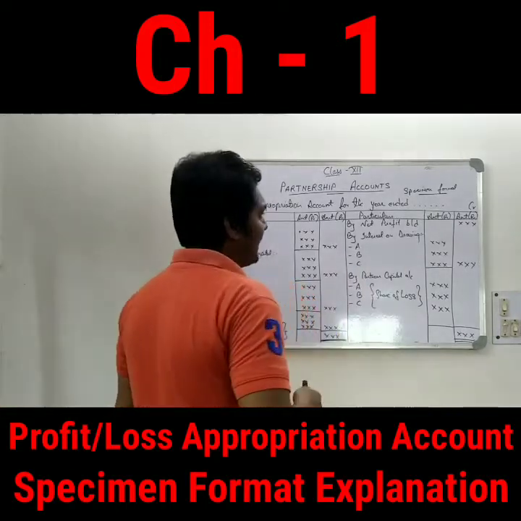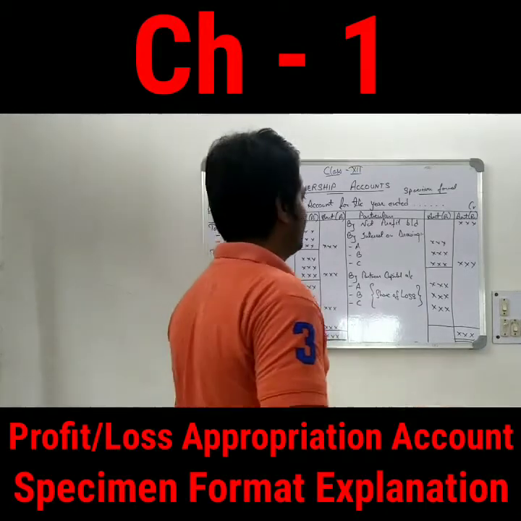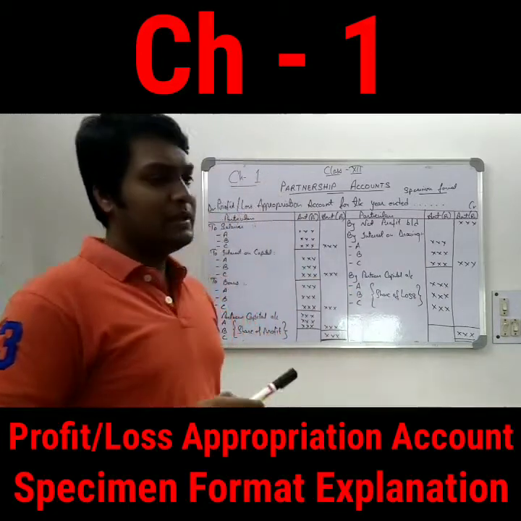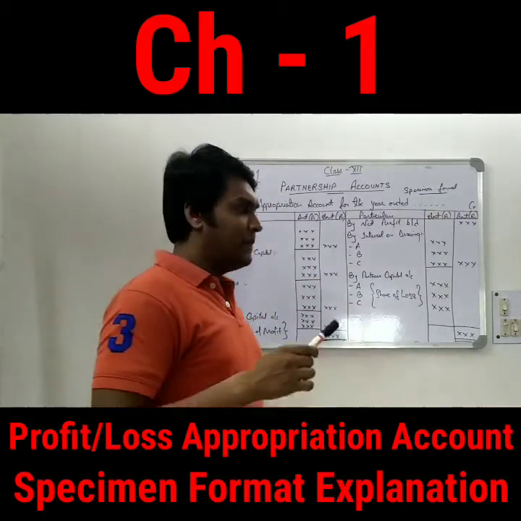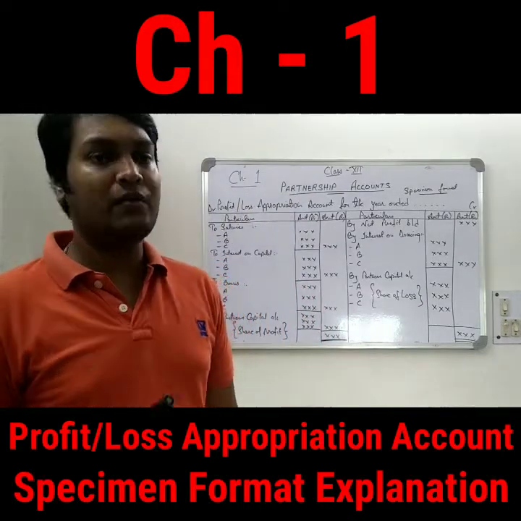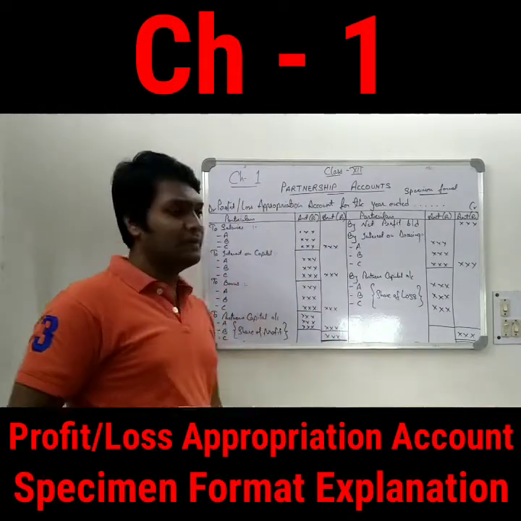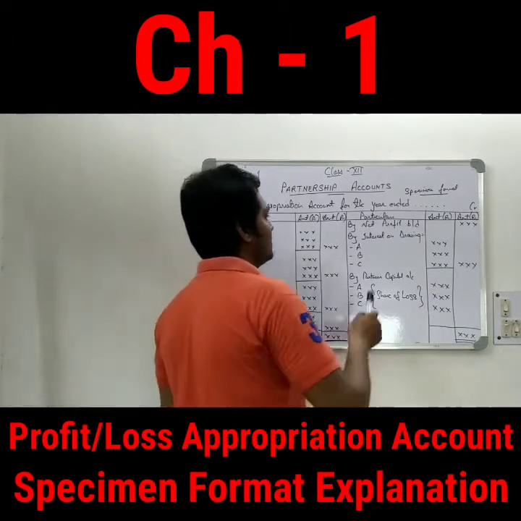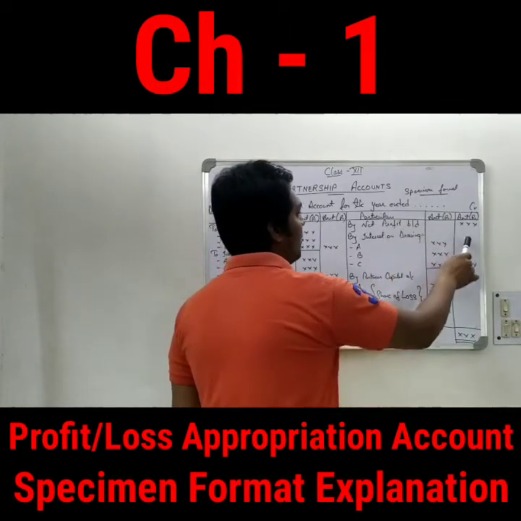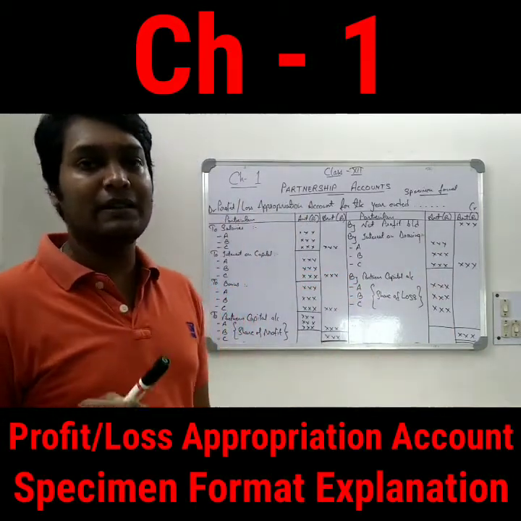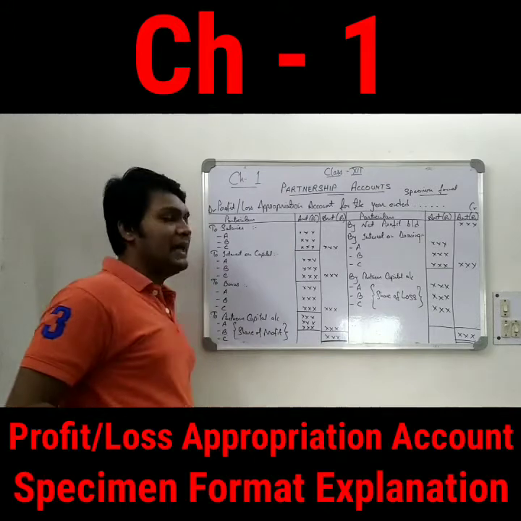Now we come to the credit side. The first item on the credit side is by net profit b/d. Net profit b/d means they have already prepared a profit and loss account earlier. Now they are further deducting something they haven't deducted earlier. So from that profit and loss account, we now get that amount, and from that profit we will further deduct some more adjustments like these.